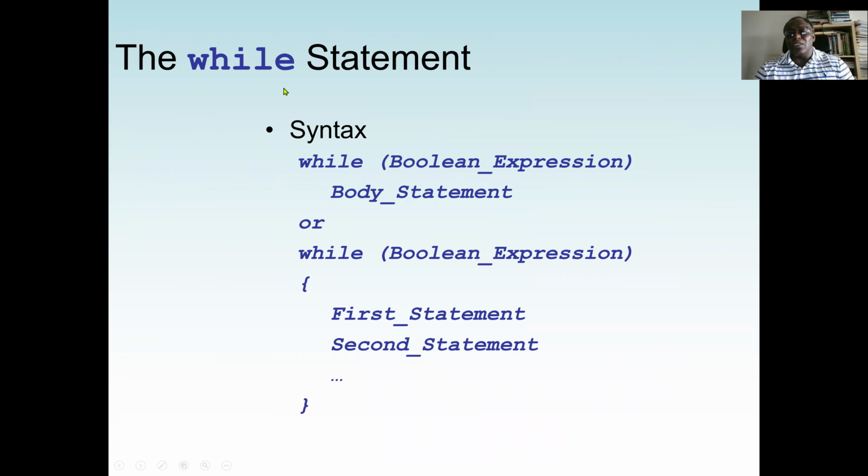So this is the syntax for the while statement. We say while, again, all the letters here are lowercase, W-H-I-L-E, while. Then we have our Boolean expression, that's the condition. Then the body statement, this is where if the Boolean expression is true, then we are going to execute the body statement. If it's false, then we exit from the loop.